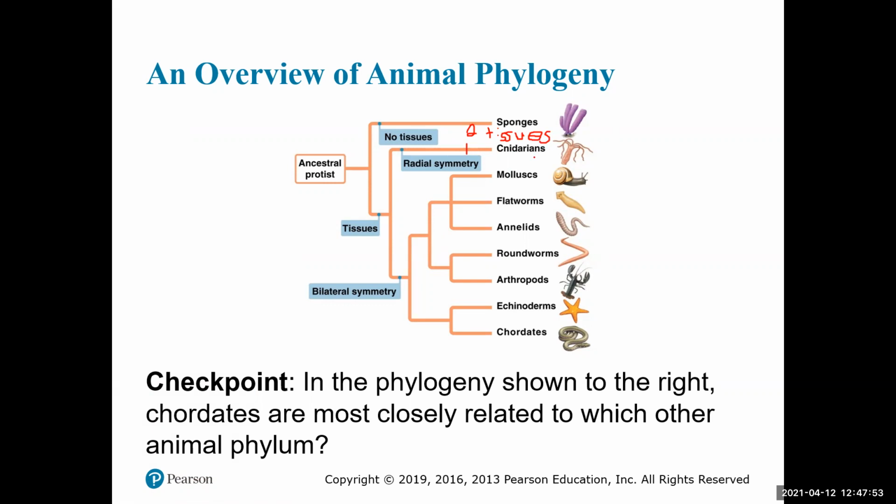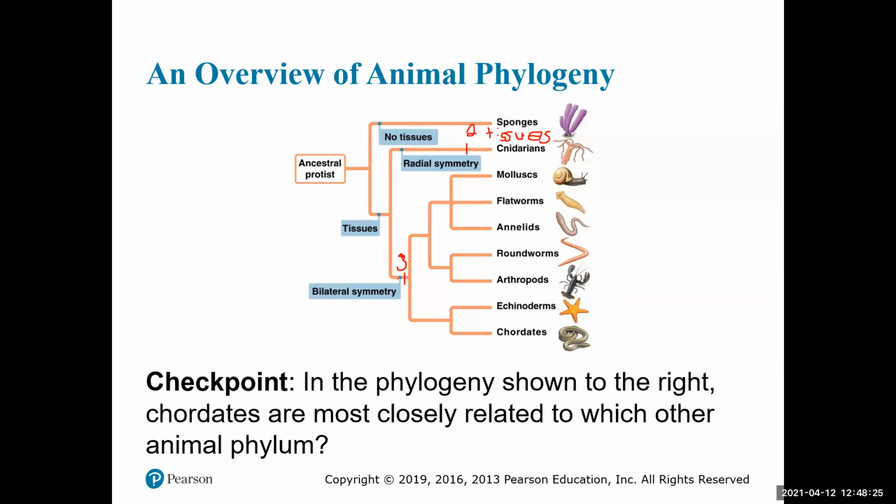Okay, so Cnidarians have two tissue layers. Everything after Cnidarians has three tissue layers, so I'm just going to mark that here with a 3. Okay, so that's a big difference between the tissues. Sponges have no tissues, Cnidarians have 2 tissue layers, and everything else has 3 tissue layers.